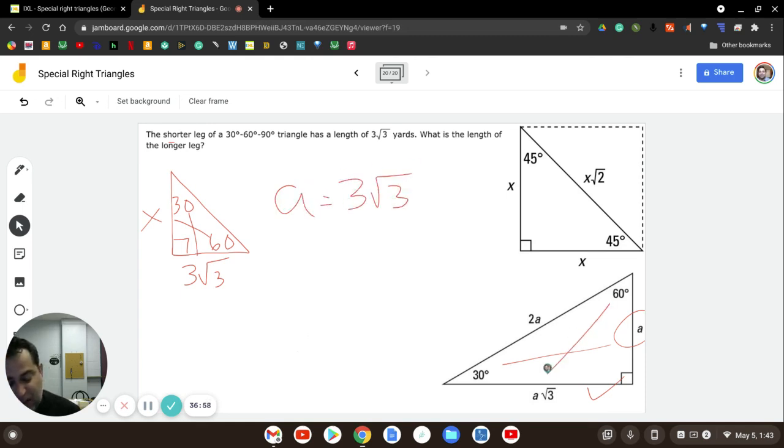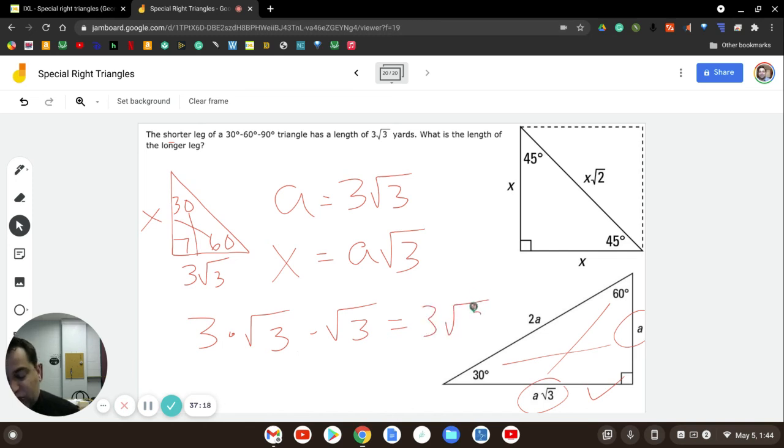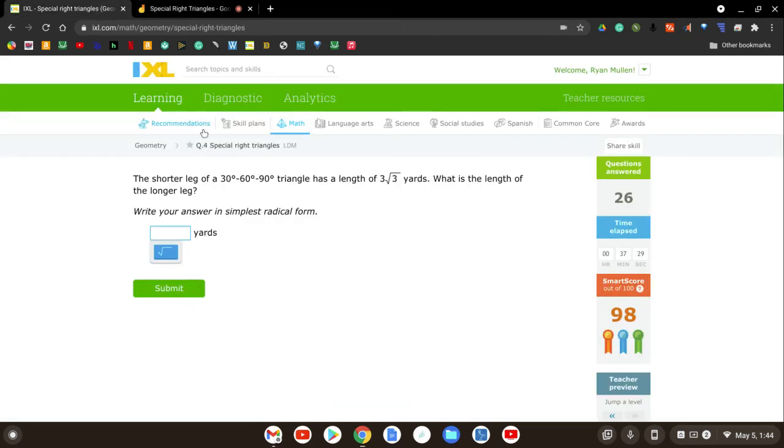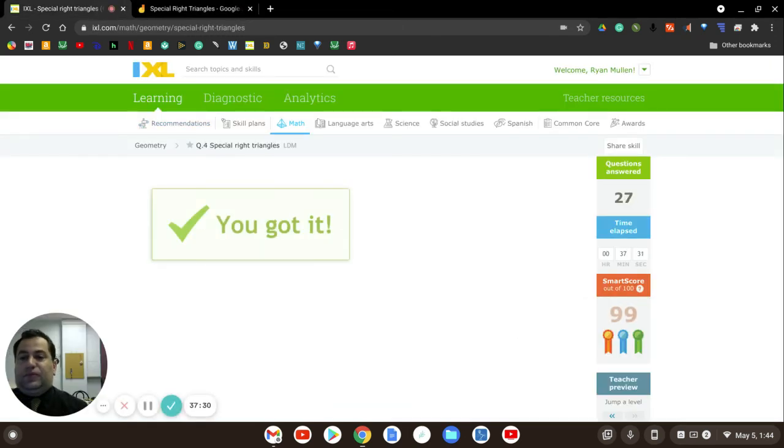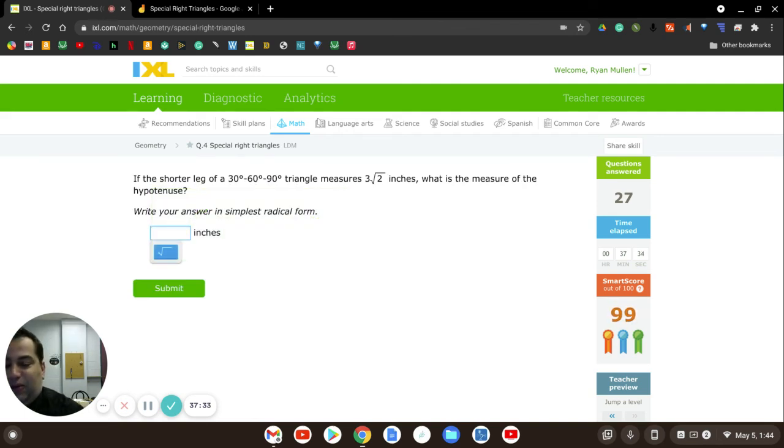Opposite 60 is going to be a times the square root of 3. So let's call it x equals a square root of 3. Well, I know what a is, right? So a is going to be 3 times the square root of 3 times the square root of 3. Well, square root of 3 times the square root of 3 is square root of 9. But we know the square root of 9 is 3, which makes it 3 times 3, which will make the total 9. Last one, it has to be, we're on 99.